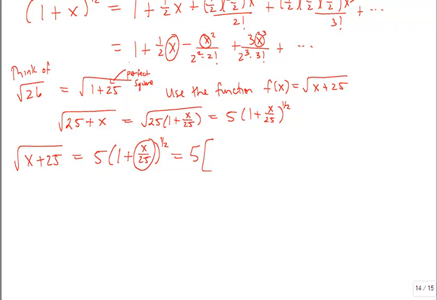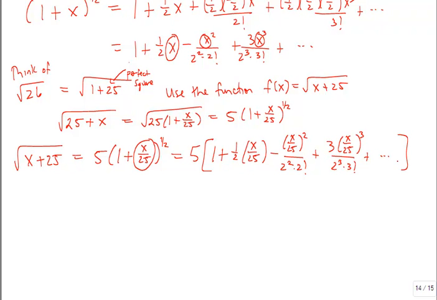So this becomes 1 plus 1/2 times, instead of x, x over 25, minus, instead of x squared, it's going to be x over 25 squared over that 2 squared and that 2 factorial, plus 3 times x over 25 cubed over 2 cubed times 3 factorial, etc. Now, to save myself some writing, I'm not going to bother to clean this up too much yet.